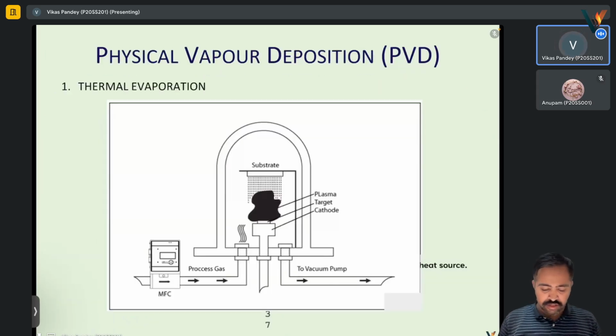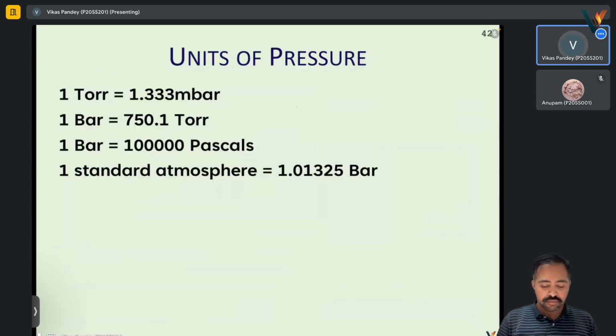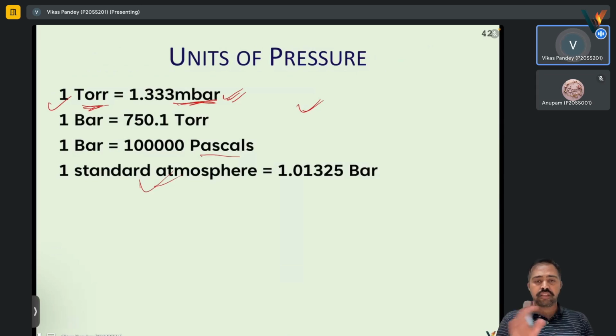This we have already covered, right? So in all this we will talk about some pressures. What are the different pressures? Like 1 torr equals 1.3 millibar. These conversions we have to know, because some equipment will talk in terms of millibar, some in terms of torr, some in terms of pascals or standard atmospheric pressure. Such interconversions we have to know.